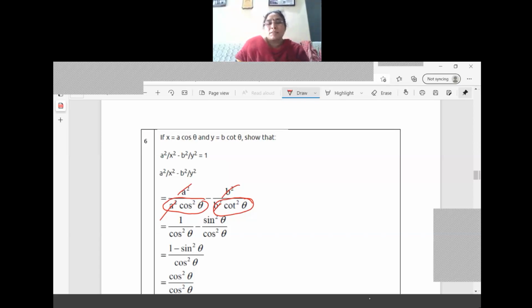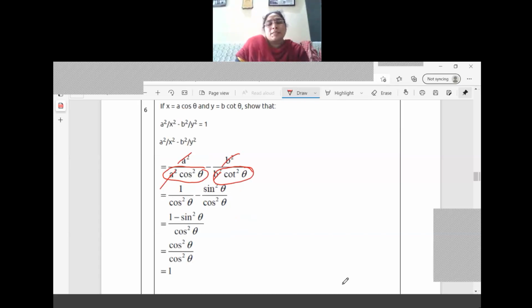Since the denominators are the same, what can we write there? 1 minus sin square theta divided by cos square theta. What is 1 minus sin square theta? It is equal to cos square theta, and in the denominator we also have cos square theta, so it gets cancelled and it is equal to 1 only.